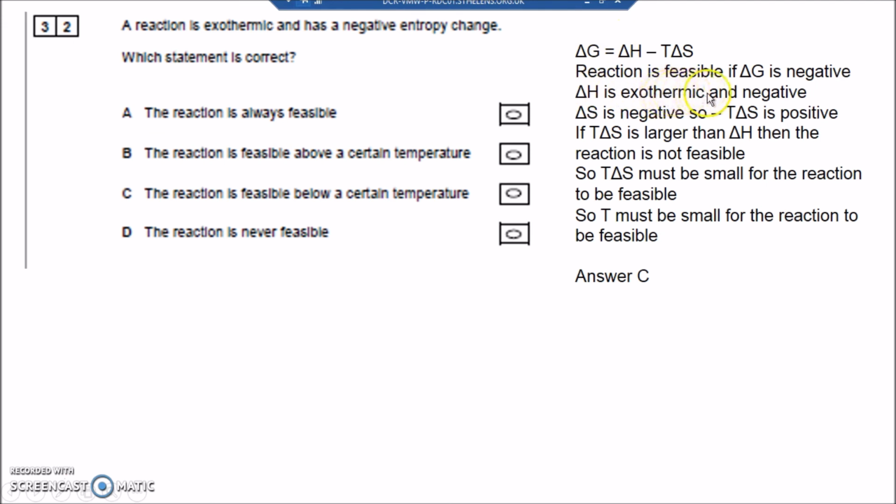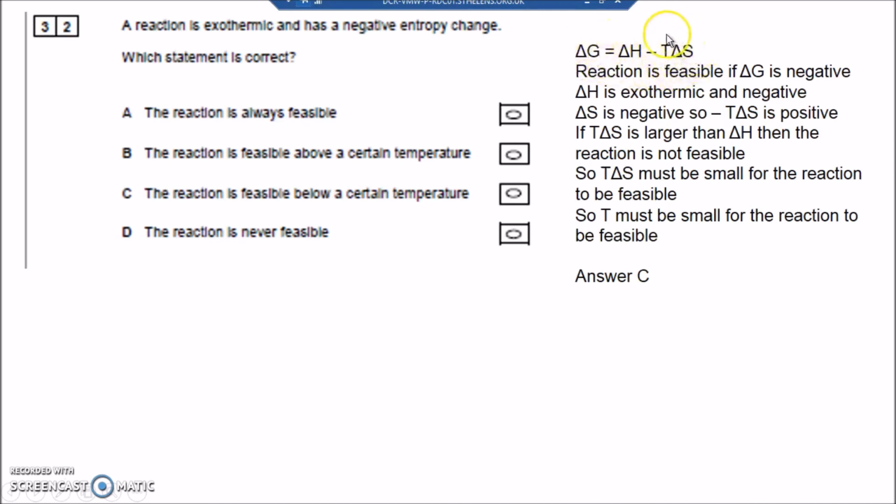Delta H is exothermic. It tells you that here. An exothermic reaction is negative. So delta H is a negative value. Minus T delta S. Well, delta S is the entropy change. That's negative as well. So if delta S is negative, minus T multiplied by a negative value gives a plus value here. Yet delta G needs to be minus.